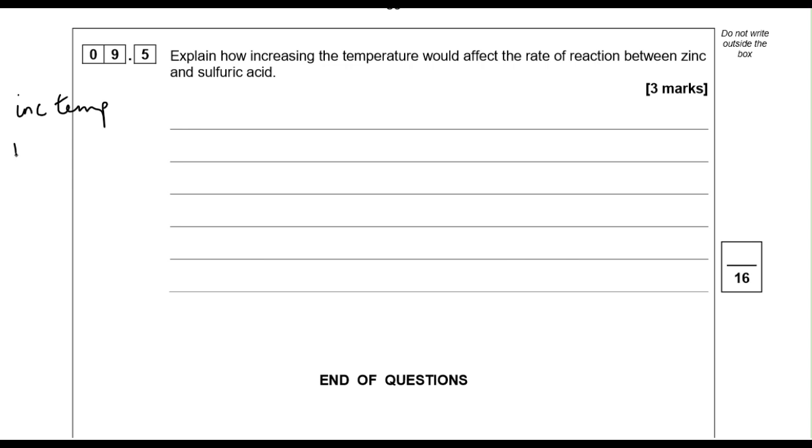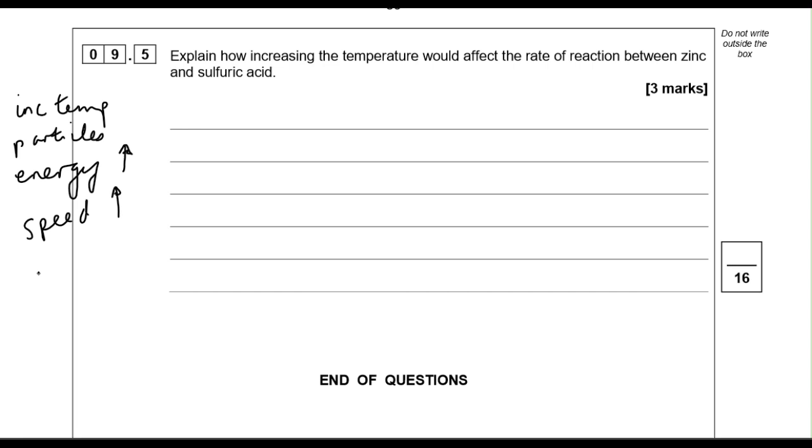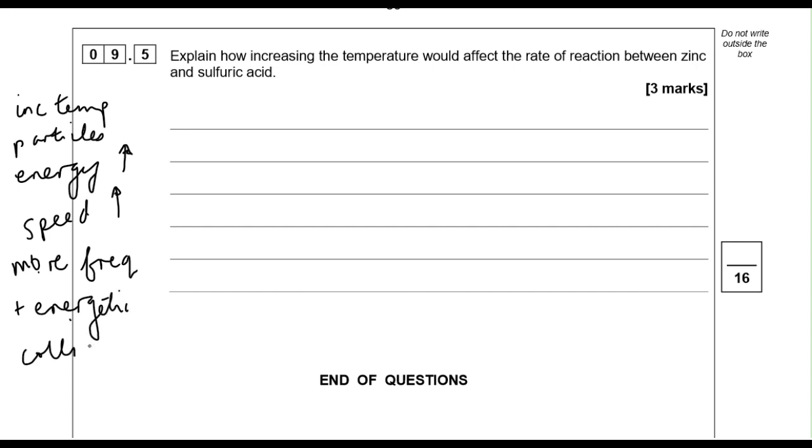If we increase the temperature, the particles have more energy. If we increase the temperature, the particles have more speed. So their energy and their speed, their kinetic energy, is higher, greater. And there will be more frequent and more energetic collisions. This will mean more successful collisions, and therefore the rate of the reaction will increase.